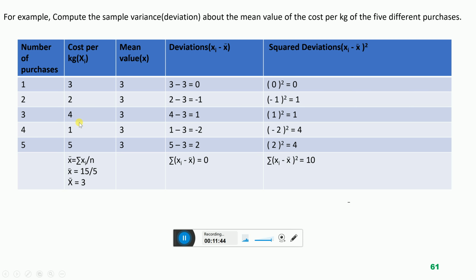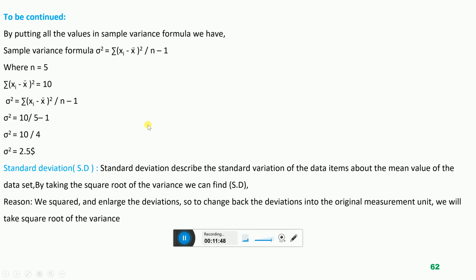Here the data items are given not in squared units, but I squared these deviations. I enlarged the variances. So to change back, to get back the small variances, I have to take the square root of the variance. So standard deviation describes the deviation of the data items about the mean value of the data set. Simply by taking the square root of the variance, we can find the standard deviation.